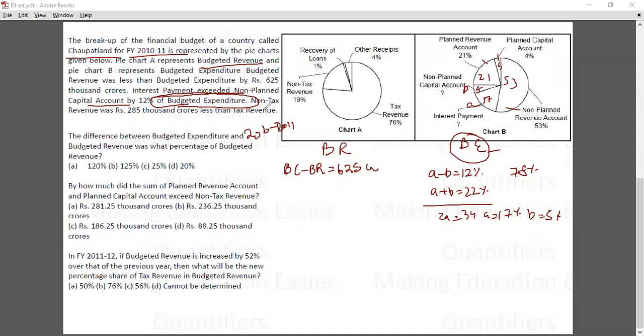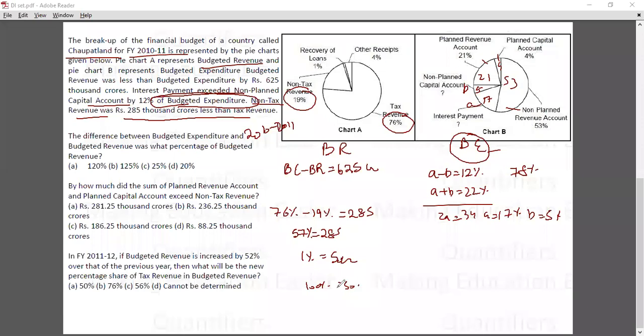Okay. Also, non-tax revenue was 285 crore less than the tax revenue. Non-tax revenue is 19%, tax revenue is 76%. So 76% minus 19% of something is equivalent to 285 crores. So this means that 76 minus 19, 57% is 285. If 57% is 285 crore, 1% is 5 crore, and then 100% is 500 crores. This means that this part, budgeted revenue, is 500 crore, and since the difference with this is 625, this is 1125 crore. So this is the data that I can fetch out of these given things.